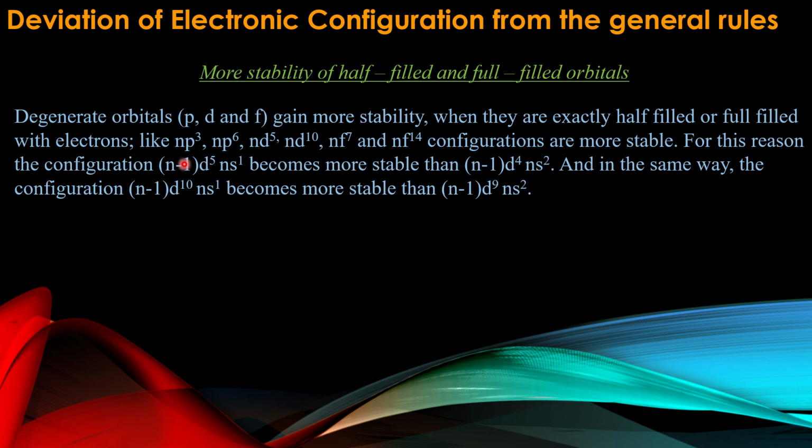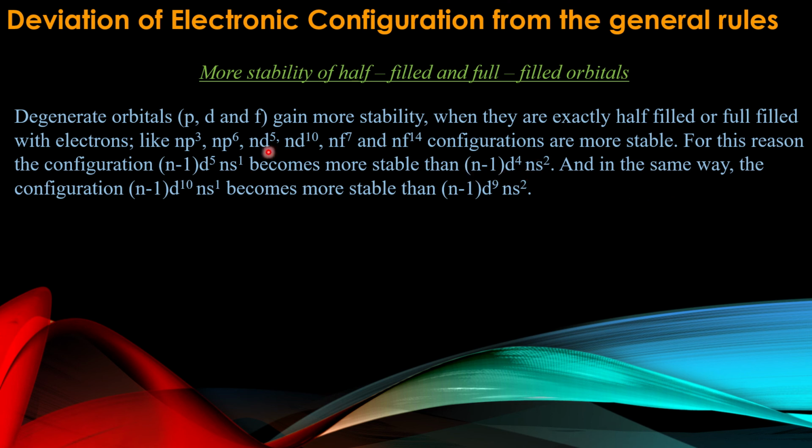For this reason, the configuration (n-1)d5 ns1 may occur. That means when n is 4, it will be 3d5 4s1, or 4d5 5s1, 5d5 6s1, in this way. (n-1)d5 ns1 becomes more stable than (n-1)d4 ns2. That means for chromium, if the electronic configuration is 3d5 4s1, then it becomes more stable than 3d4 4s2.